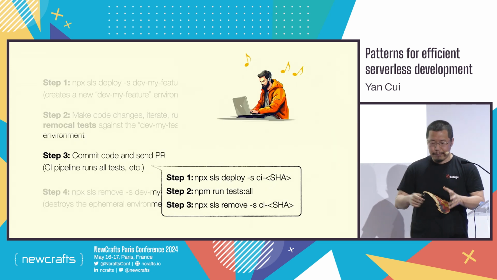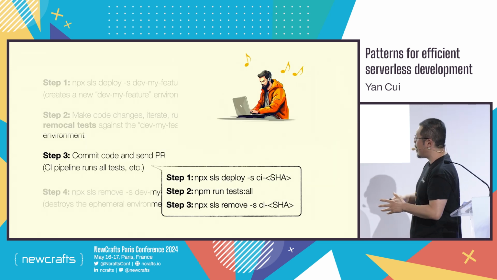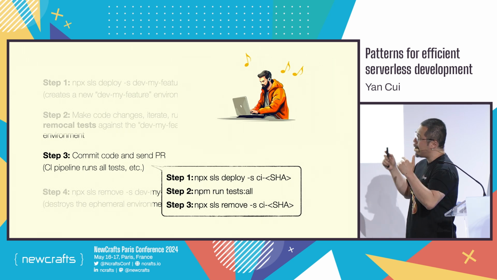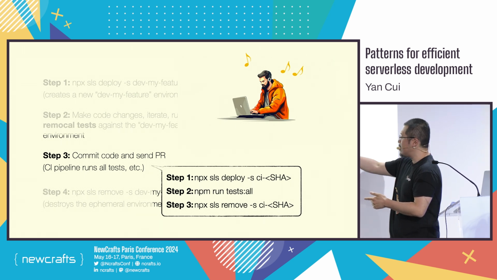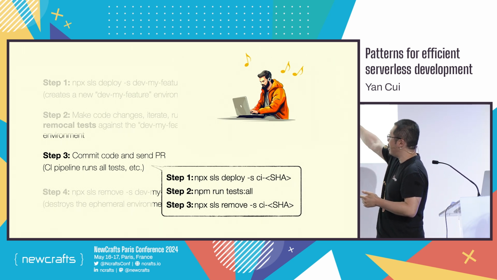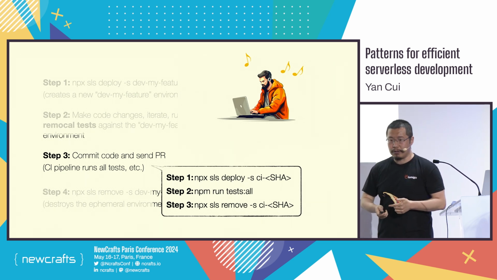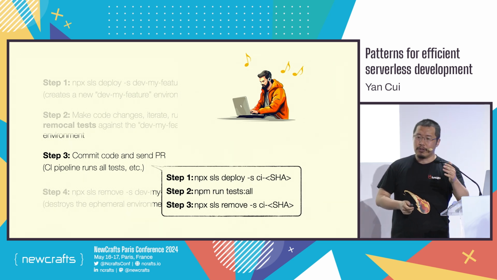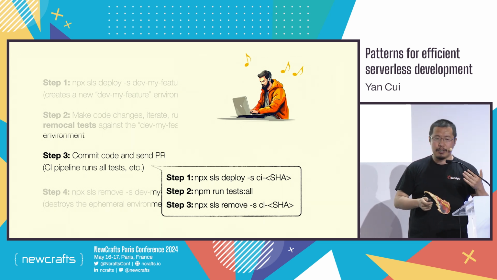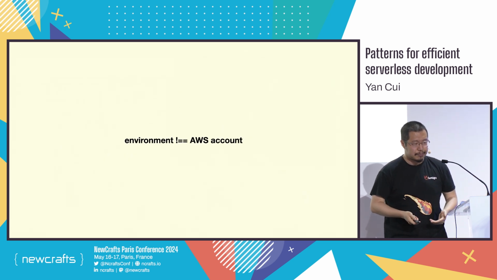You can also use the temporary environments to run all of your CI/CD pipeline tests as well. So in this case, when the CI/CD pipeline runs my tests, it's going to be executing against a temporary environment that's created based on the SHA of the commit. So that way, those tests again do not pollute my main environment.